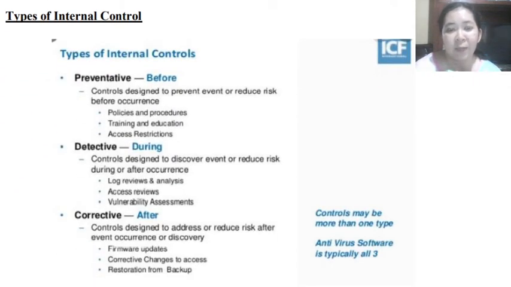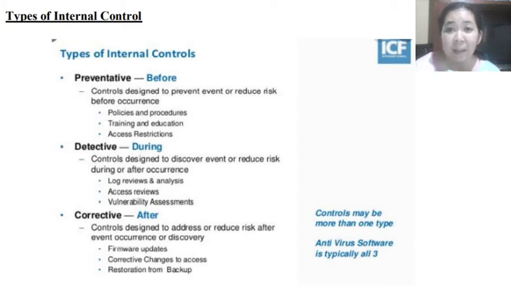So we have here the different types of internal control. Basically, we have three types. Okay, so this is preventive, detective, and corrective. So for preventive, meaning this is an internal control that is established so that even before an error or a fraud can be committed, it will be prevented. Okay, so these are controls that are designed to prevent the event or reduce the risk before they occur.